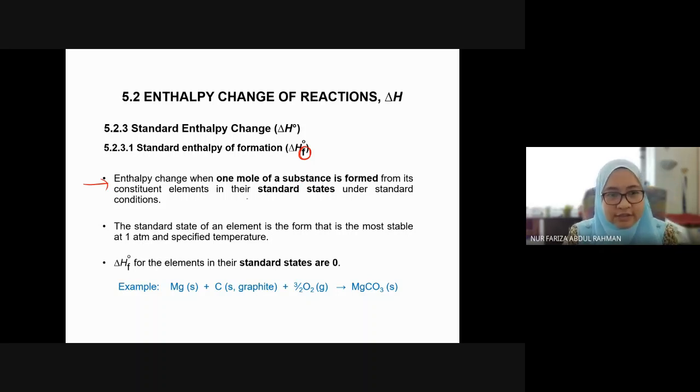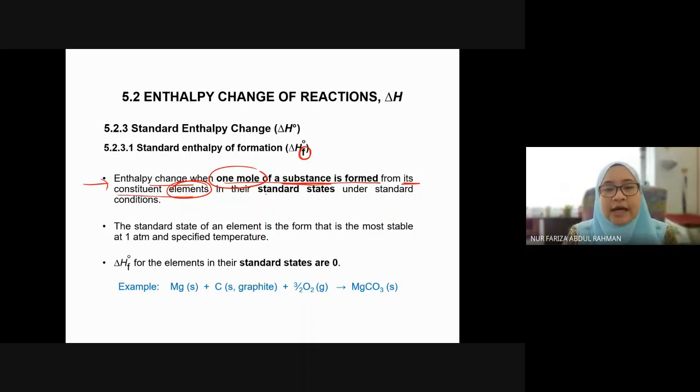Okay, alright, so let's look at the definition. What is standard enthalpy of formation? It is the enthalpy change when 1 mole of a substance is formed, and it should be from its constituent elements. Dia mesti daripada elements, dia bukan daripada compound. Dia mesti daripada elements, whether it is molecular elements or atomic elements, that one dia tak stress about that. Instead dia hanya stresskan it should be from elements.